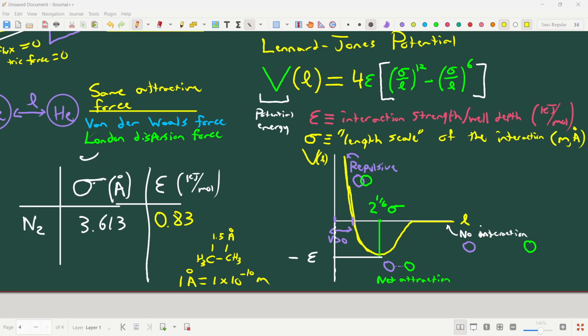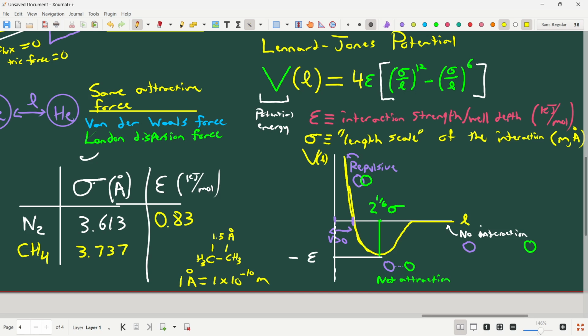All right, let's try a different one. Let's look at methane. Again, not really that much different in terms of its distances, but its strength is quite a bit more. Let me just get the right value for you. .3 kilojoules per mole. Okay.